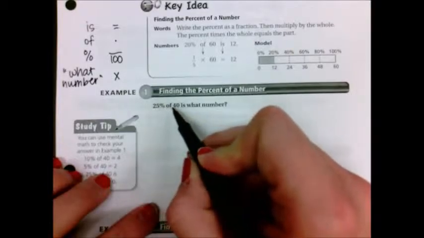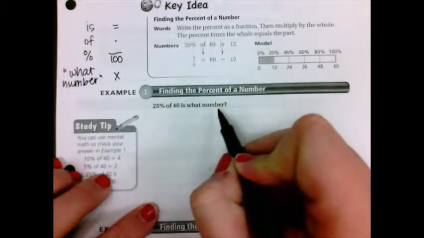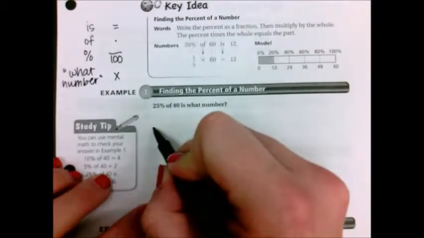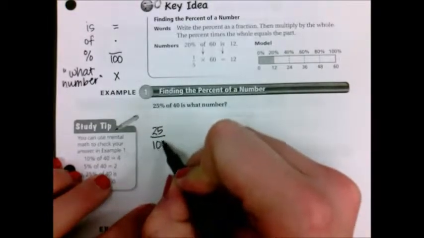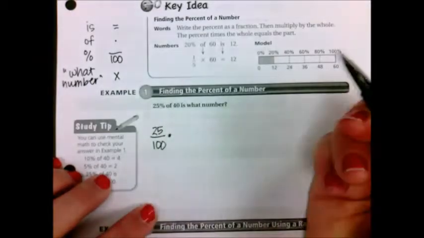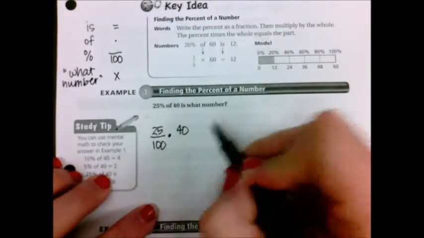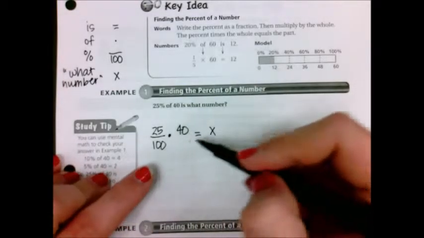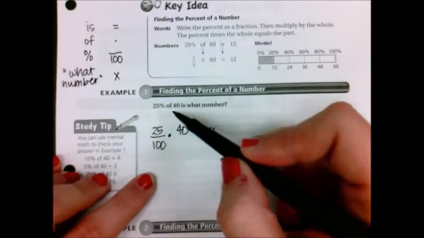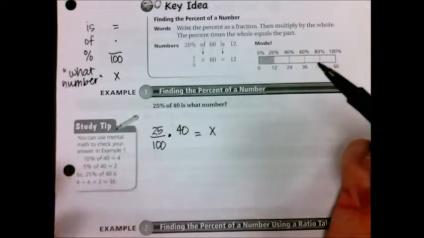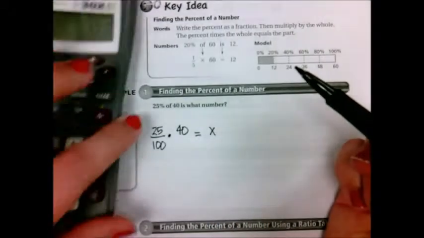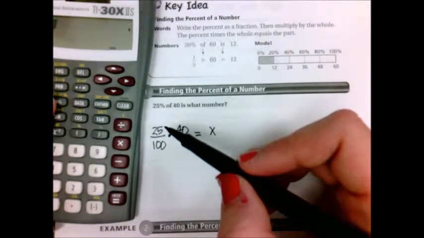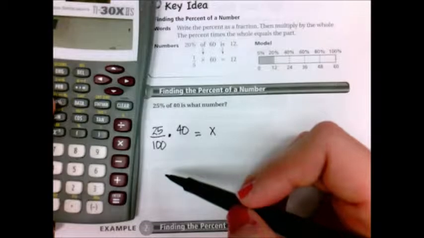I'm going to go piece by piece through this English sentence and change it into a math equation. So 25%, I'll put down 25 over 100, "of" means times, 40 is what number? If I solve this, I'll know what 25% of 40 is. Students are allowed to use a calculator in Chapter 5. So we will start by changing this fraction into a decimal.